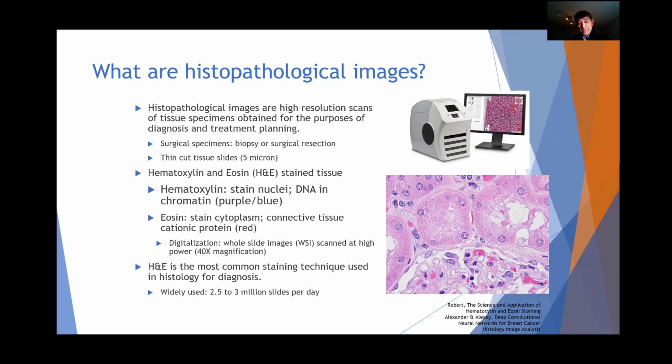Most are assessed by a pathologist after hematoxylin and eosin staining, which is used to stain the nuclei and the DNA and the cytoplasm, respectively. And then these slides can be scanned at high resolution, typically between 20x and 40x for additional analysis. And like I said, the H&E is really the most common staining technique used for diagnosis, and there are millions of these slides.